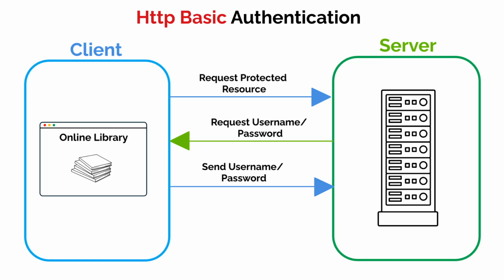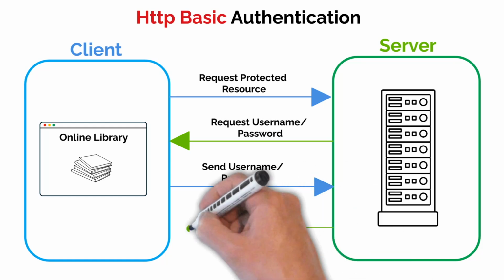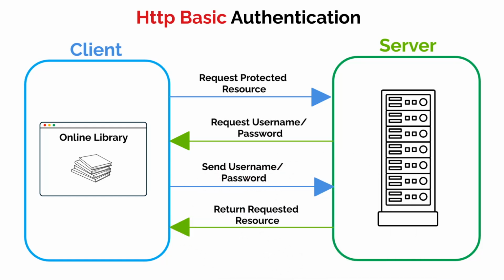The server decodes the base64 string to extract the original credentials and verifies them against a database or predefined user list. If valid, the server responds with the requested data. If invalid, the server returns an error, such as 401 unauthorized. While easy to implement, this method is insecure. Credentials are sent with every request and not encrypted by default, making them susceptible to interception.